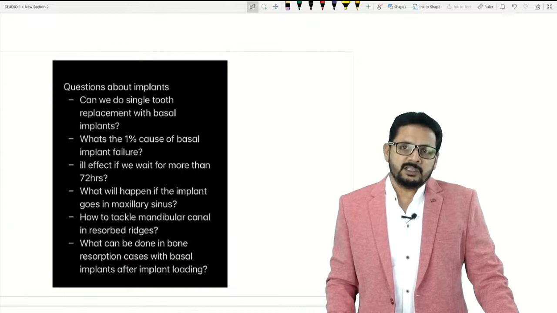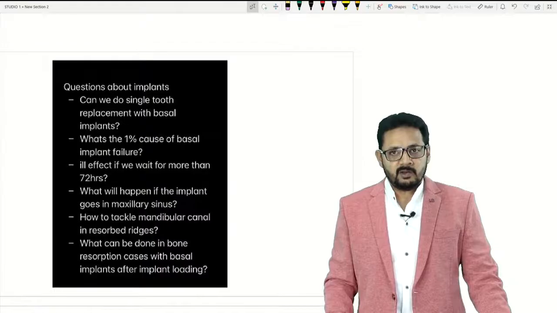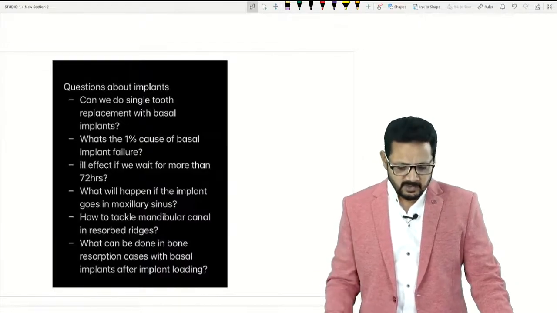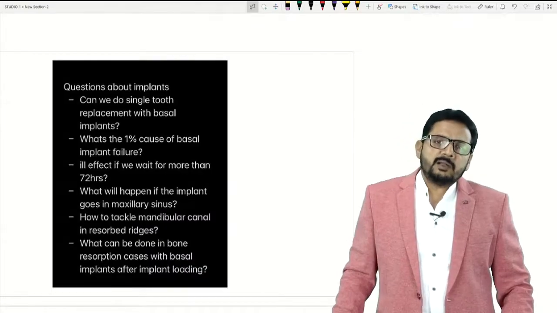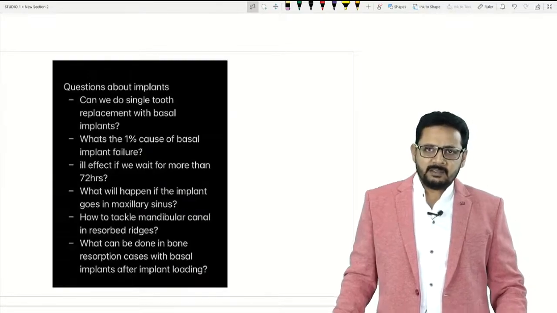My name is Dr. Sumant Krishna, and I am a practicing OMFS surgeon and a cortical implantologist, along with being a conventional implantologist also. So today's topic on module 2 is anatomical considerations for basal implants.